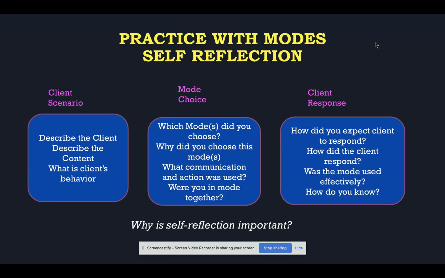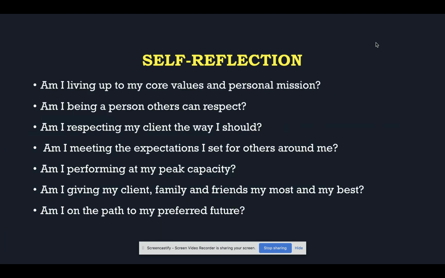So now we're going to think about the setup when we think about self-reflection and the use of these 6 modes. So when we think about what self-reflection is, we're going to go to the next slide for a minute. It's thinking about, what am I doing? Am I living up to the best core values and personal mission? Am I being the best person that others can respect? Am I respecting my client in the way that I should? And am I meeting all the expectations that I set for others around me? Am I performing to my peak capacity? Am I giving my client, family, and friends the most and my best? And am I on the path to my preferred future?